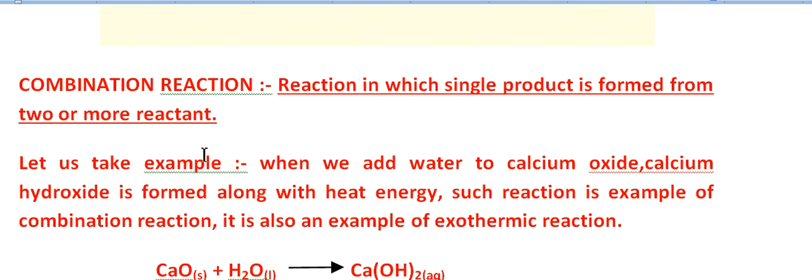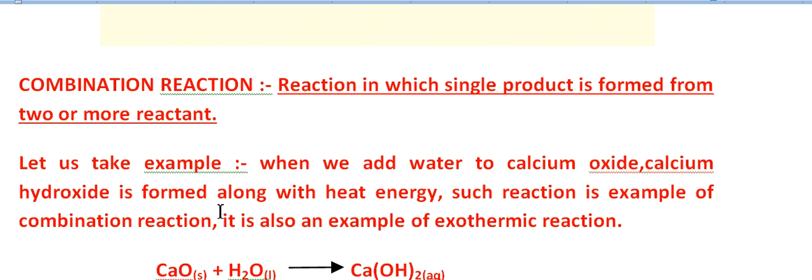Now to understand, let us take an example. We have to take calcium oxide in a beaker. Add water slowly to the calcium oxide. Calcium hydroxide will be formed along with heat energy. If we touch the beaker, you will feel warmth.